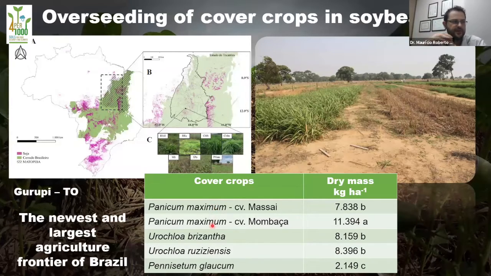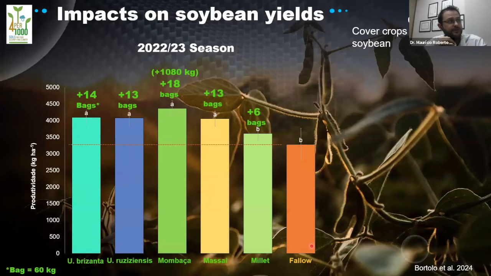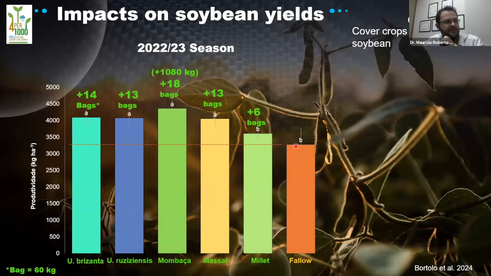So we tested 5 treatments: African grass, 2 panicum and 2 Urochloa, and millet. We can see the dry mass production is really different. We are talking about almost 10,000 against 2,000 kilograms, so it's really different. And the results in terms of crop yield are also different. Compared to the fallow treatments, we can see gains of about 13 to 18 bags. We are talking about 60 kilograms per bag, so almost 1,000 kilograms of surplus in this type of treatments.